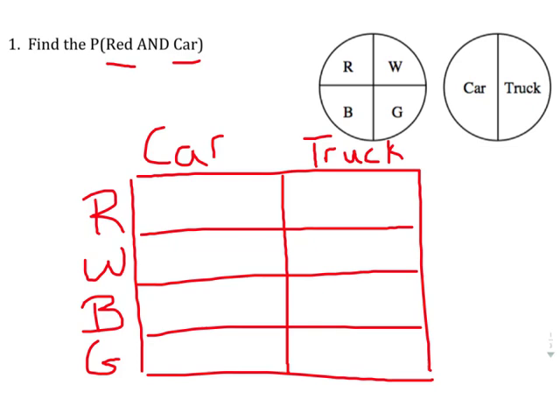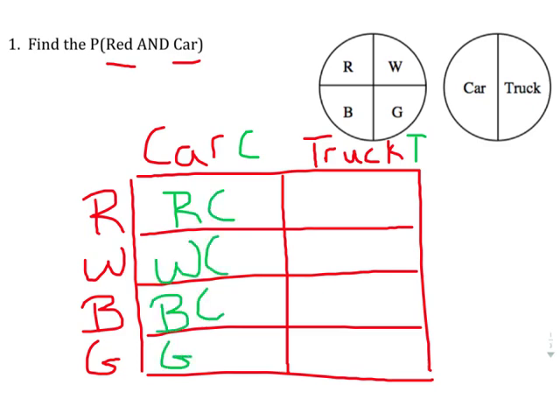Now what I'm going to do is write inside what we have. Here I'm going to use abbreviations. I'm going to use C for car, and this is going to be truck. So here we have a red car, a white car, blue car, green car. Over here we have a red truck, white truck, blue truck, and green truck.